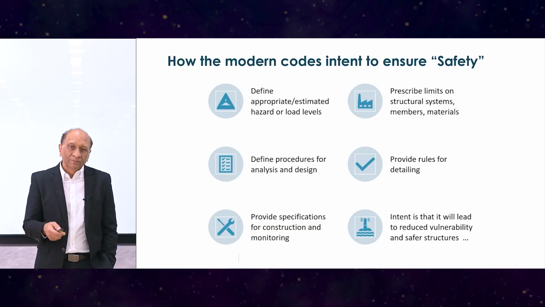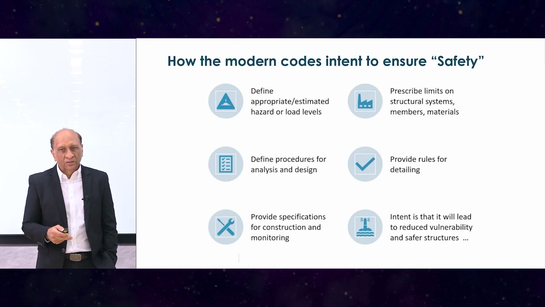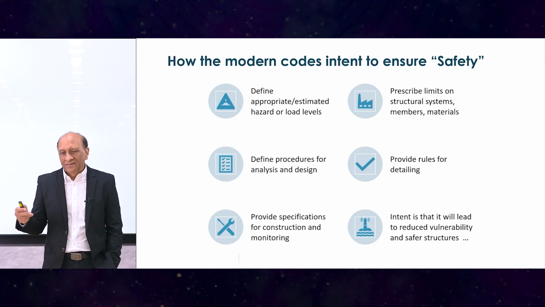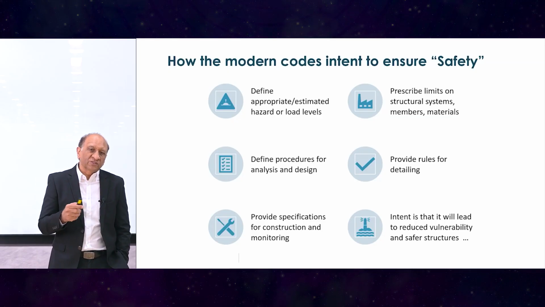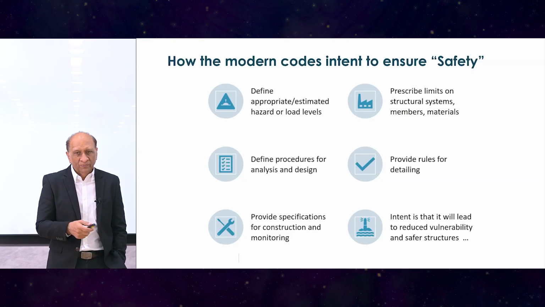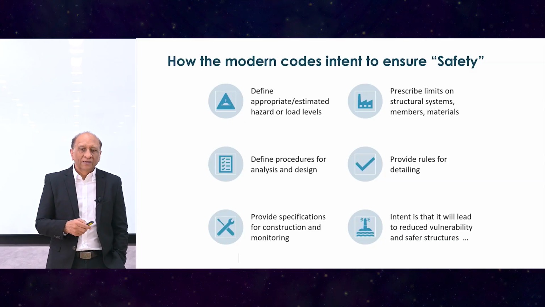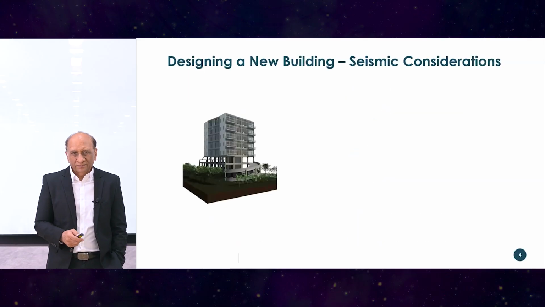They also provide rules for detailing. That's extremely important because connections and reinforcement detailing is finally what gets built on the site. So there are rules governing that detailing, which are also intended to safeguard the structures against poor performance. And then they provide specifications for construction and monitoring, for example, material specifications and how to monitor the construction, and so on. The intent is to reduce the vulnerability and ensure a safer structure. So that's the framework of the building codes, mostly towards safety.